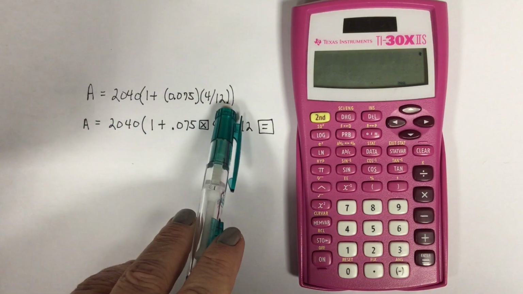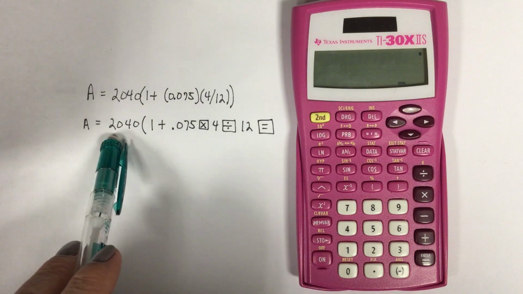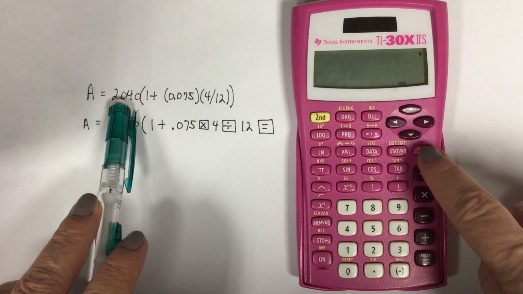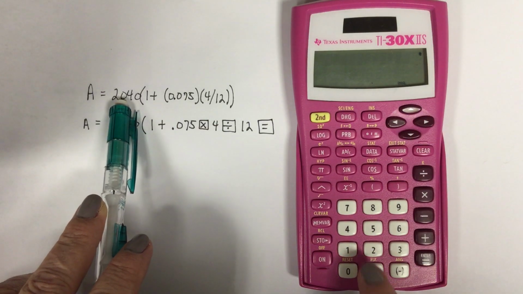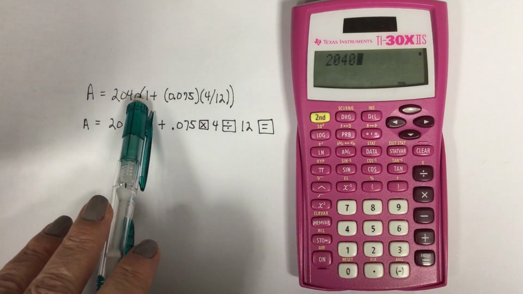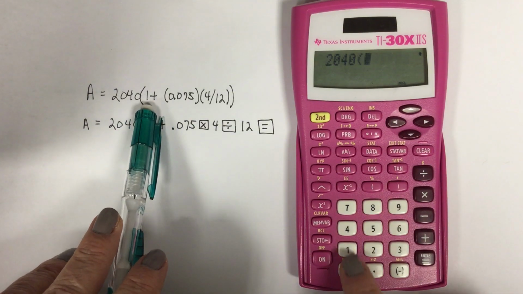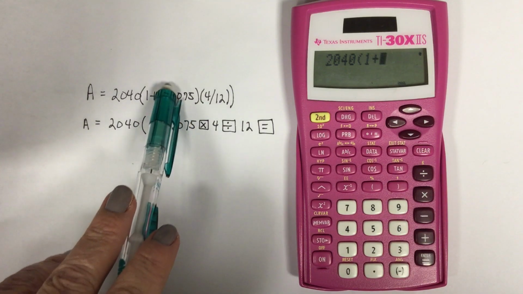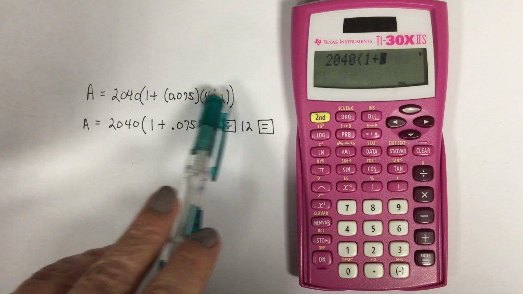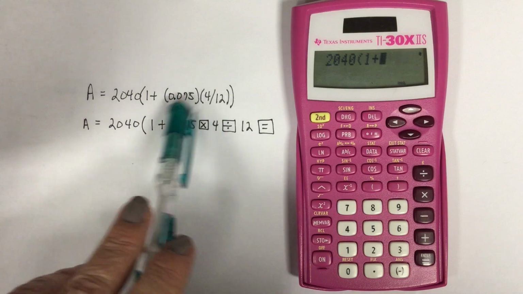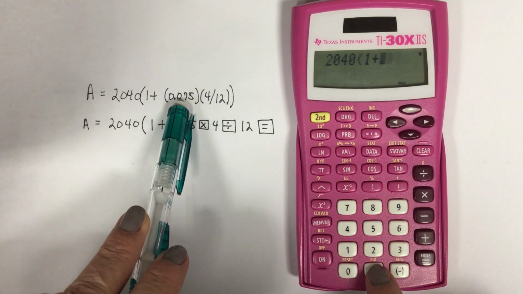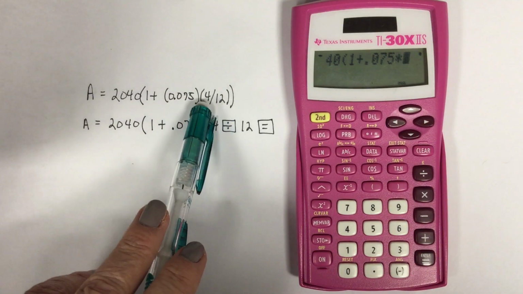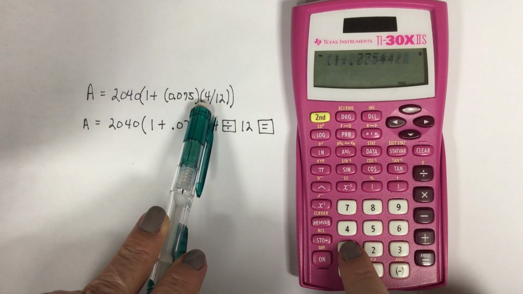So here's what we've got written down in our notes, and I've got it written down the way it's going to go in the calculator here, but let's just see if we can read it off of the way we have it written, because that's what you'll have in front of you when you do your homework. So it's going to go 2040 open parentheses, 1 plus. Now we know that we don't have to enter this leading zero, and we know that instead of using all of these inner parentheses, it's just one number times another, so we'll just use the multiplication button. So 0.075 times 4 divided by 12.